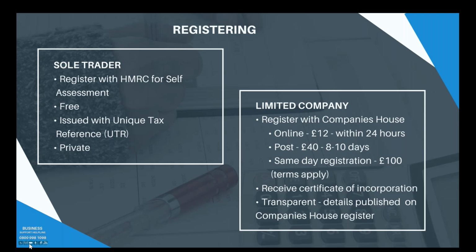In contrast to a sole trader, the details of a limited company have to remain transparent by law, and details will appear on the Companies House Register, which is available publicly. You can change your legal structure at any time, although it is worth mentioning that it is certainly easier to move from a sole trader to a limited company than the other way around.